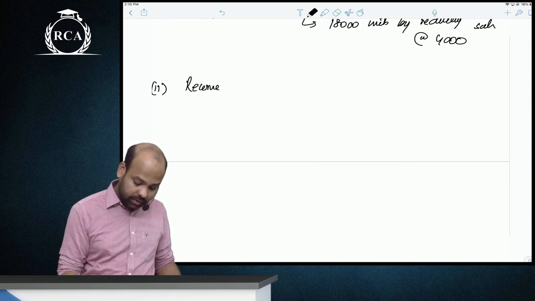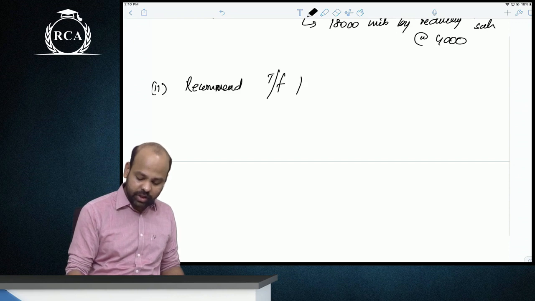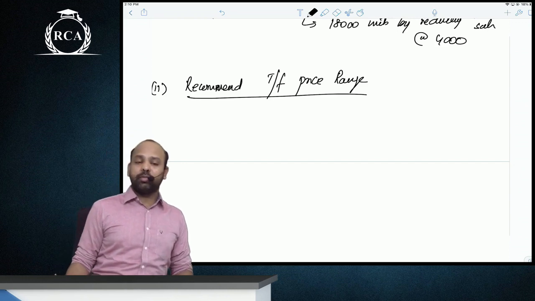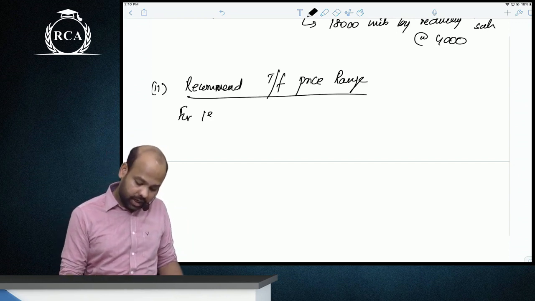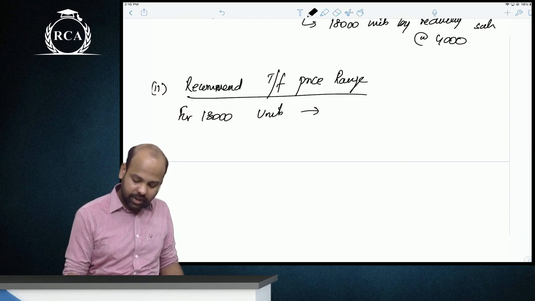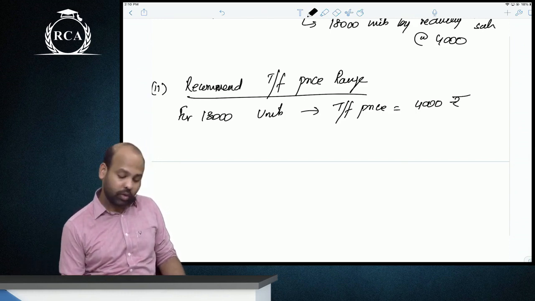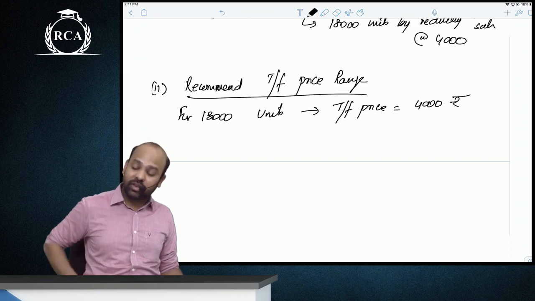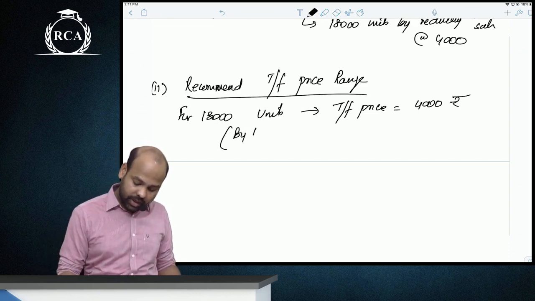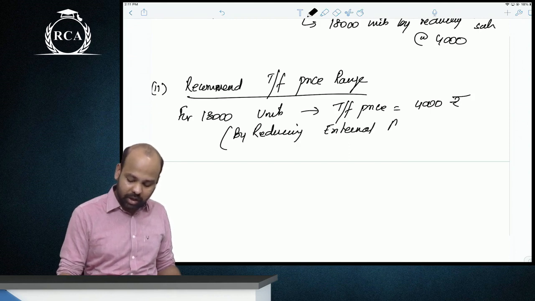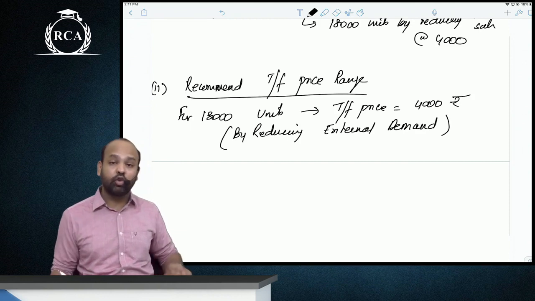Recommend the transfer pricing range. For 18,000 units, the transfer price will be equal to 4,000 rupees. There is no if, there is no but, because your minimum transfer price itself is your external price. This is by reducing external demand. So obviously your minimum transfer price itself is 4,000 rupees.